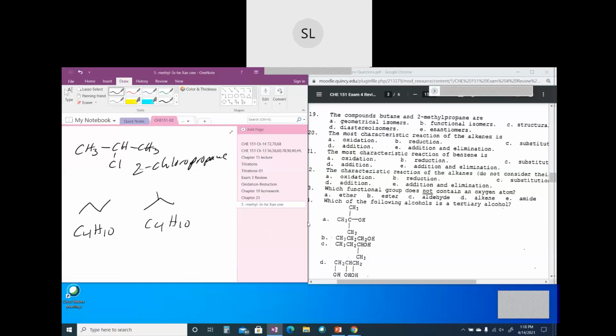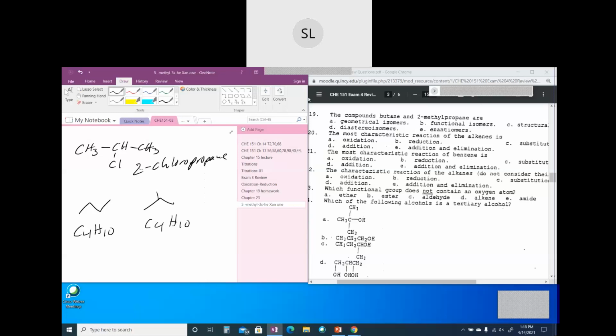All right, geometric isomers, those are cis and trans. Functional isomers, they're just different isomers that have different functional groups, like the alcohol and the ether. Diastereomers, that's the same as a geometric isomer. A cis-trans isomer is a diastereomer. Enantiomer is when you have a chiral carbon and the mirror image, and those are not superimposable, then you have enantiomers.